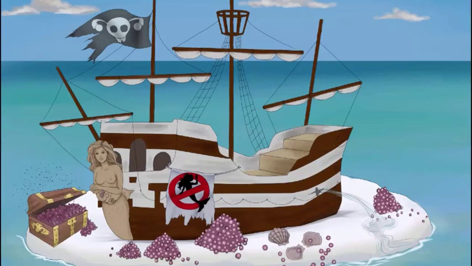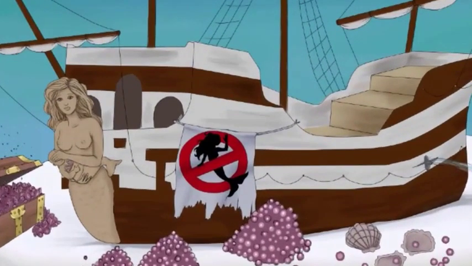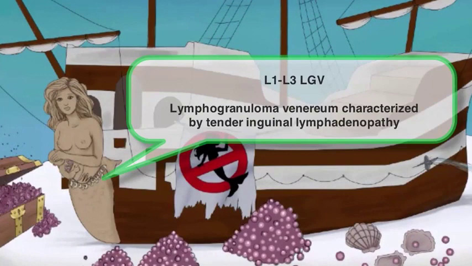LGV is an infection of the lymphatics, specifically of the inguinal nodes, and it starts out with a painless genital ulcer, similar to syphilis, but weeks to months later it presents as a tender lymphadenopathy with draining lymph nodes. We'll demonstrate this in the sketch by having a mermaid with several barnacles around the inguinal region. Remember that this sexy mermaid has STDs, and LGV is one of them.